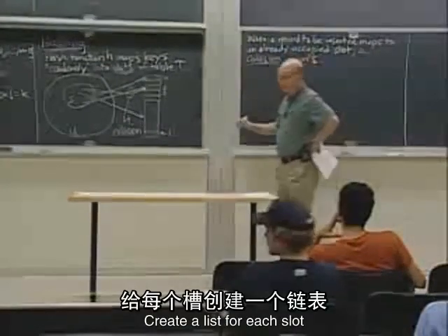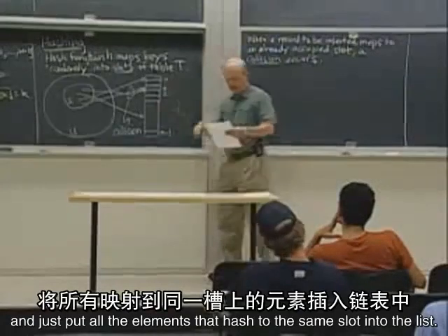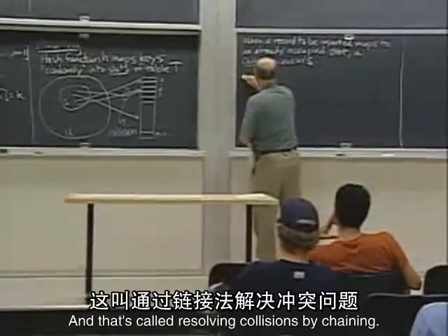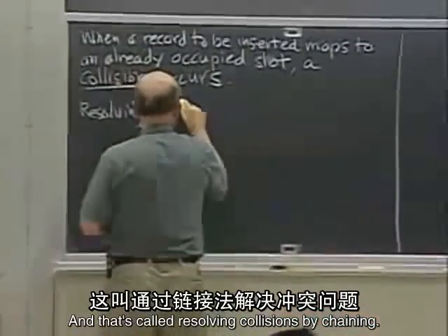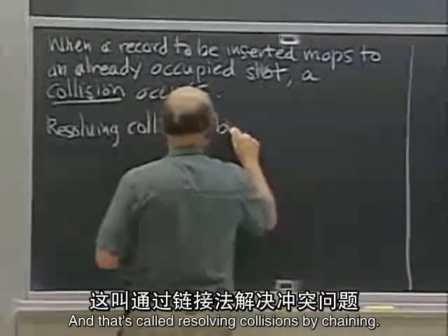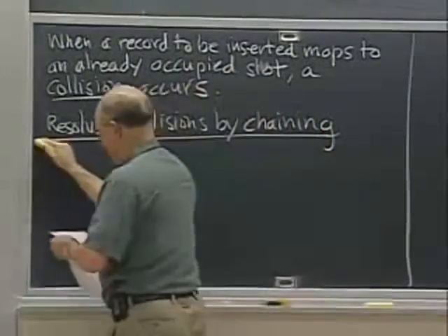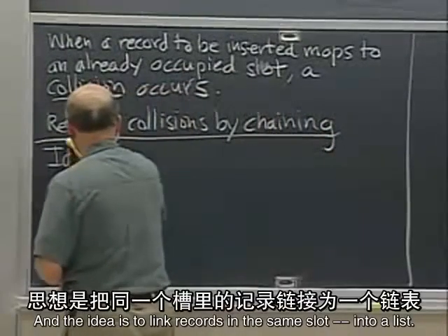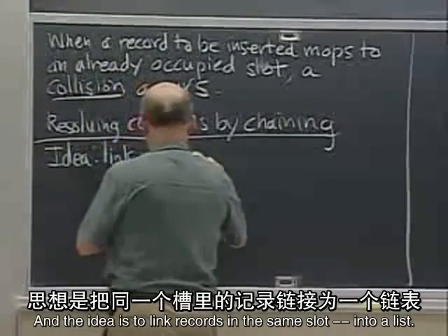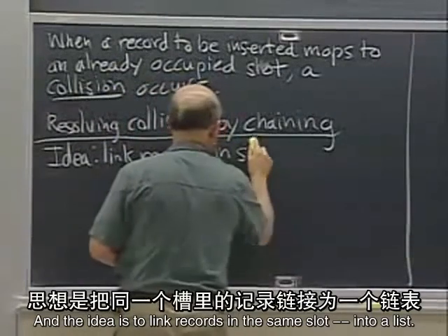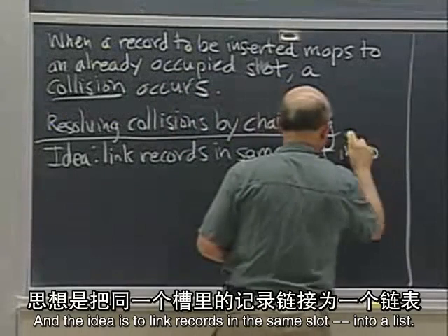Create a list for each slot, and just put all the elements that hash to the same slot into the list. And that's called resolving collisions by chaining. The idea is to link records in the same slot into a list.